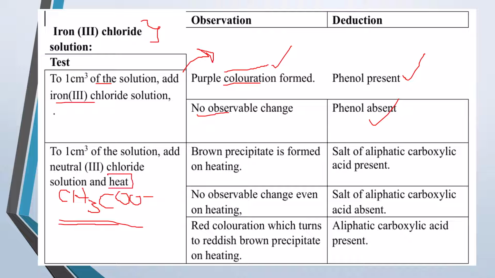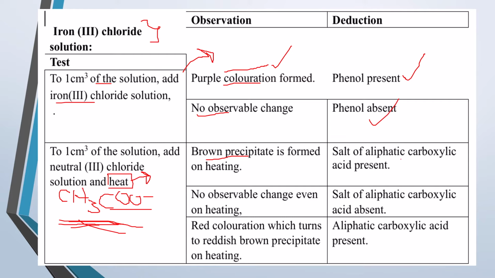And if at all you are going to use it in the theory as one of the reagents that is going to distinguish this ion from any other compound, we need to see this condition of heating. Without heating, we are not going to get the desired results. So in testing for this one, you can also use iron chloride solution, but this time around, unlike phenol, you heat. And on heating, we are going to form a brown precipitate. And after forming that, you simply deduce this.